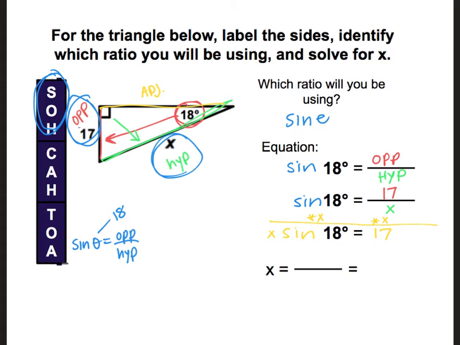Notice right now we're doing x times sine of 18, and sine of 18 is just a number. So if I want to move something to the other side and we're multiplying the two things together, we're going to divide both sides by it. So we'll divide by the sine of 18. And my final answer would be x equals 17 divided by the sine of 18. But we do still have to type that into our calculator.